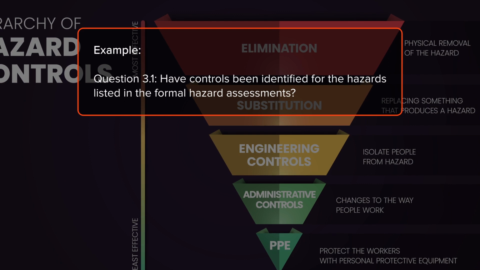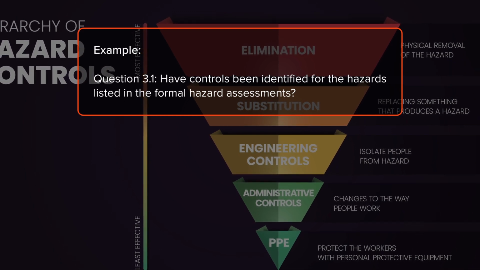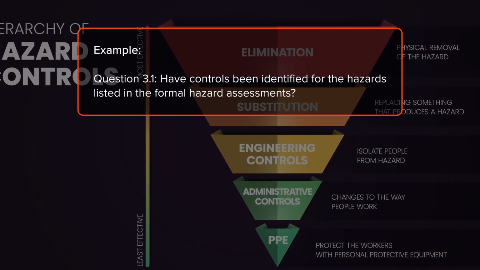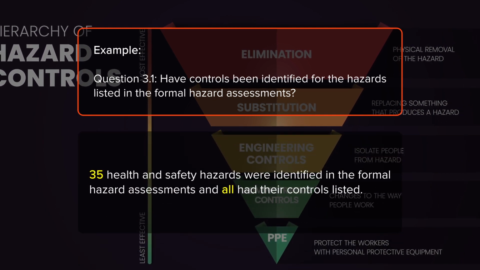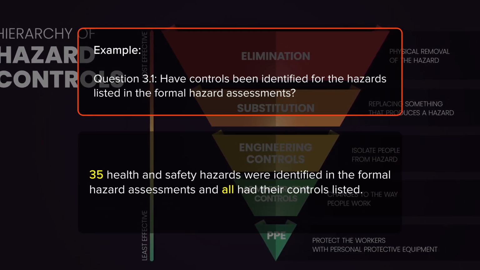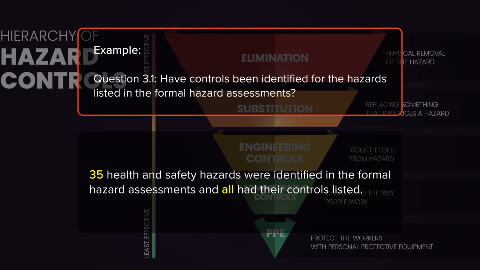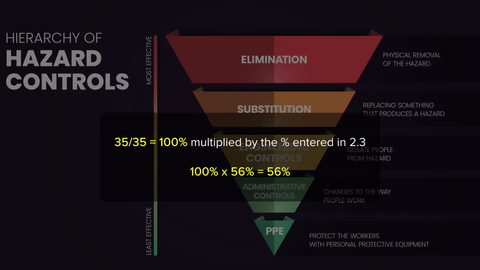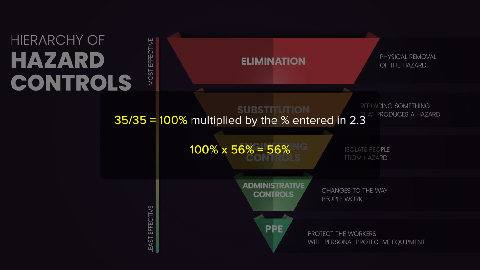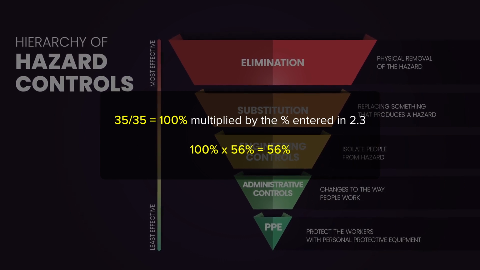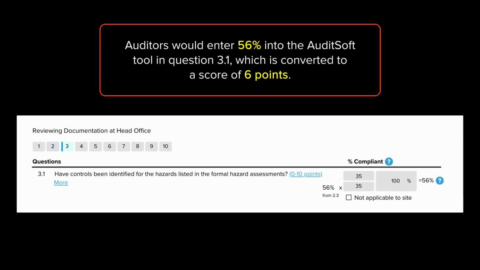The next step is to develop the controls to mitigate the hazards. Example, question 3.1, have controls been identified for the hazards listed in the formal hazard assessments? 35 health and safety hazards were identified in the formal hazard assessments and all had their controls listed. 35 of 35 equals 100% multiplied by the percentage entered in 2.3. The auditors would enter 56% into the AuditSoft tool in question 3.1, which is converted to a score of 6 points.